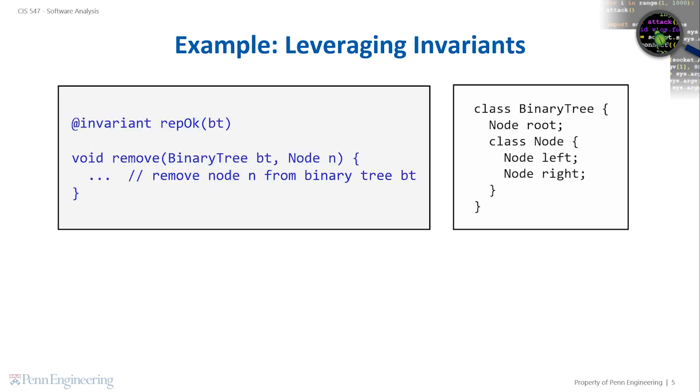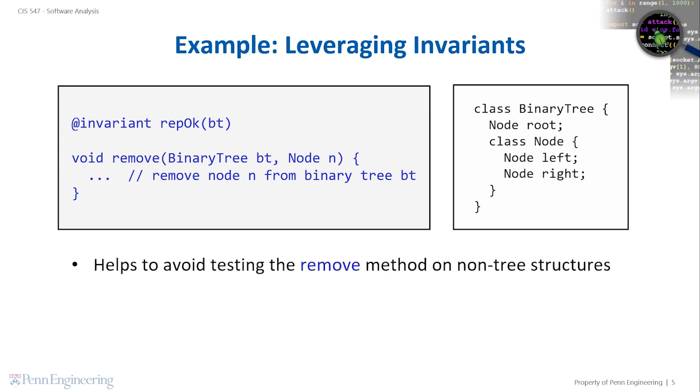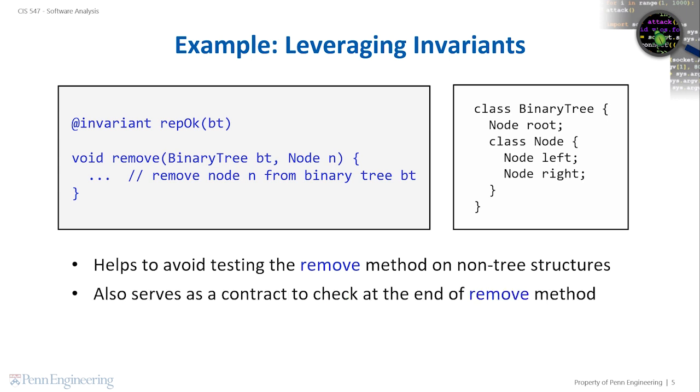We can now leverage the repOK function implementing the invariant on binary trees to further prune the space of candidate inputs to the remove method. In particular, we can avoid generating structures that respect the type of class binary tree but that violate the invariant. Furthermore, we can use the invariant to check that the remove method never results in an invalid binary tree upon completion on each generated input binary tree that satisfies the invariant.